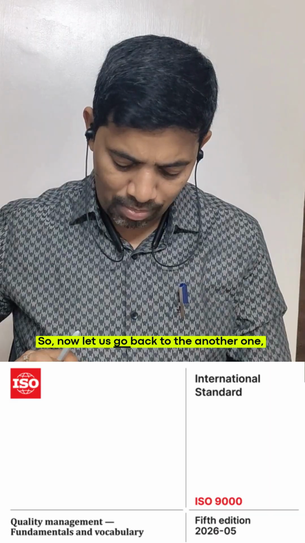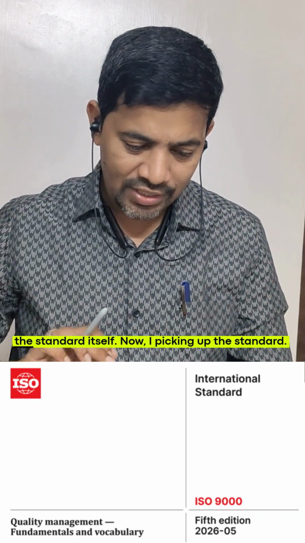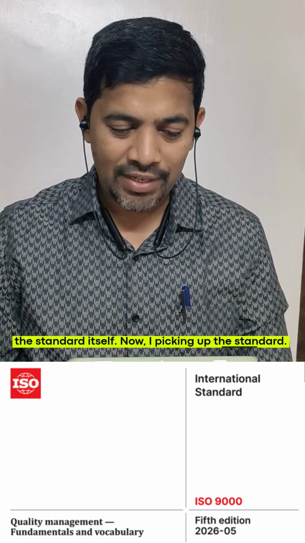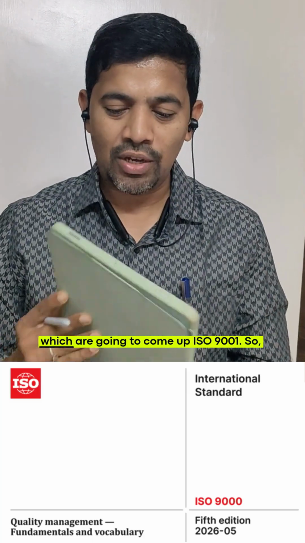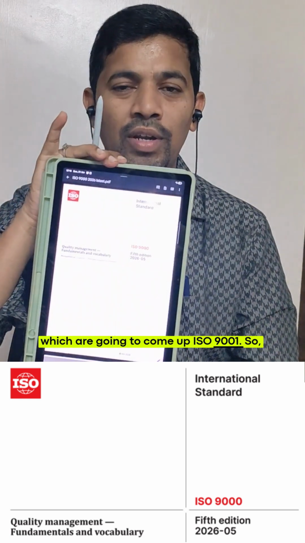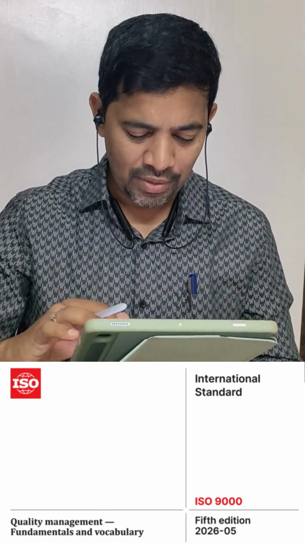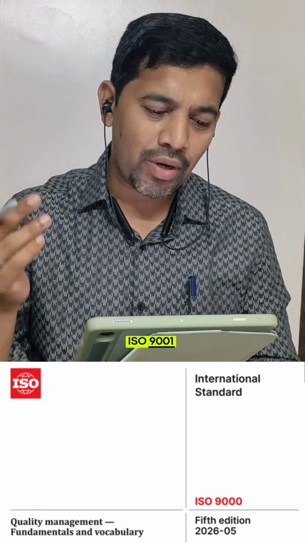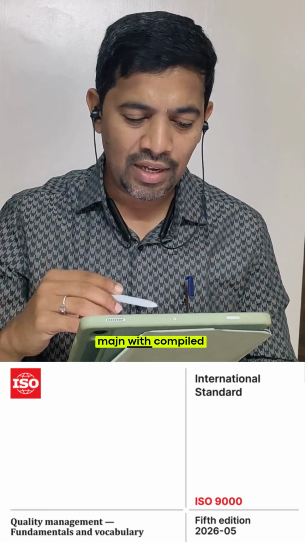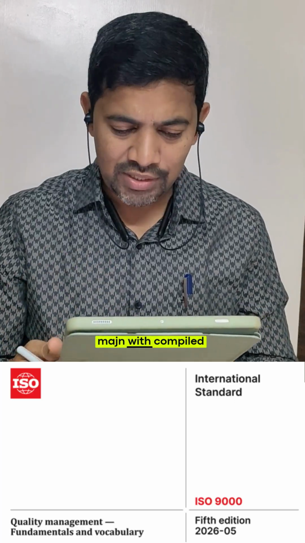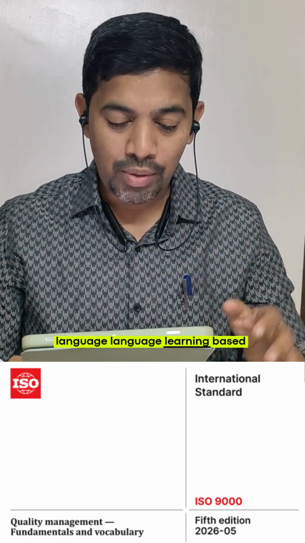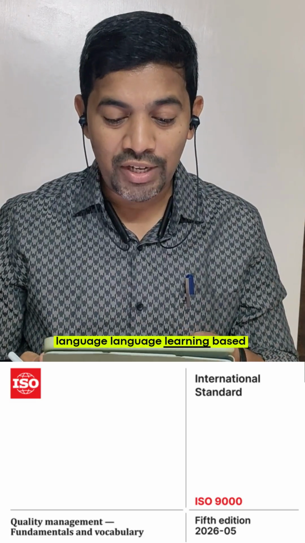So now let's go to the other one, the standard itself. Now I'm picking up the standard. This is the standard which is going to come up, ISO 9001:2026, right? Fundamentals and vocabulary, and the requirements. The clauses remain the same. The first one is scope, normative references, and terms and definitions, and then fundamentals of quality management systems. The only four clauses remain the same. The only thing is a lot of wording has been added.